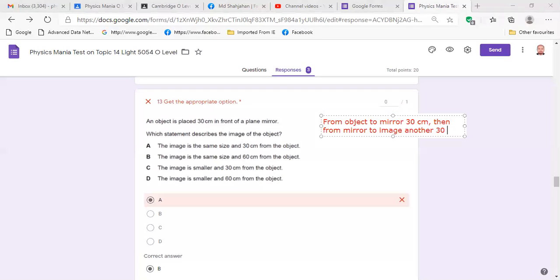Yes, Mahi, sir. You might have the same mistake. Yes, sir, I also did that. Understand? So it's tricky, right? Mahi, yes, sir. More tricky. Total distance.